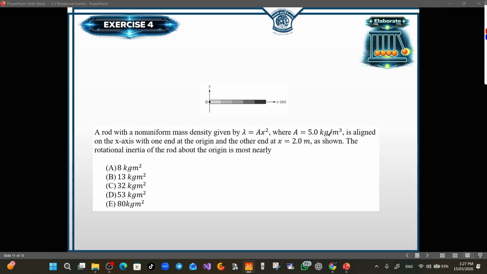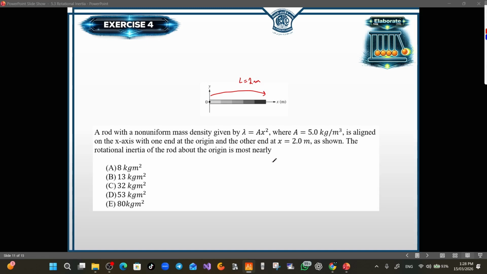Now A is 5 kilogram meter to the power 3, is aligned on the x-axis with one end at the origin, and the other end is at 2 meters. So one can say that the length of the rod is 2 meters. The rotational inertia of the rod about the origin is most nearly.